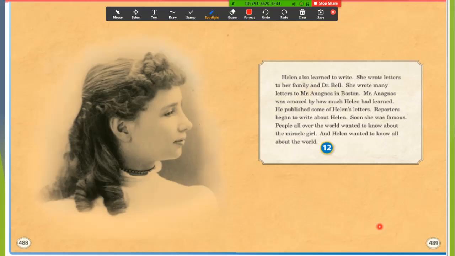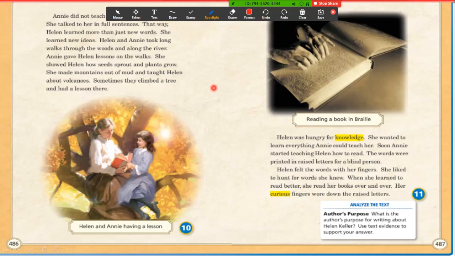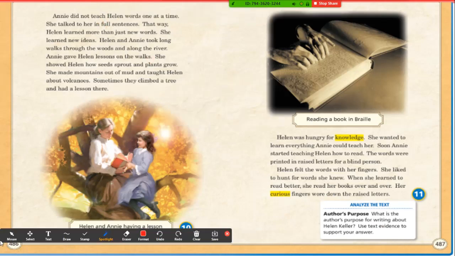Can you turn the page? Open page 486 and 487. Annie didn't teach Helen words one at a time. She talked to her in full sentences. That way, Helen learned more than just new words.